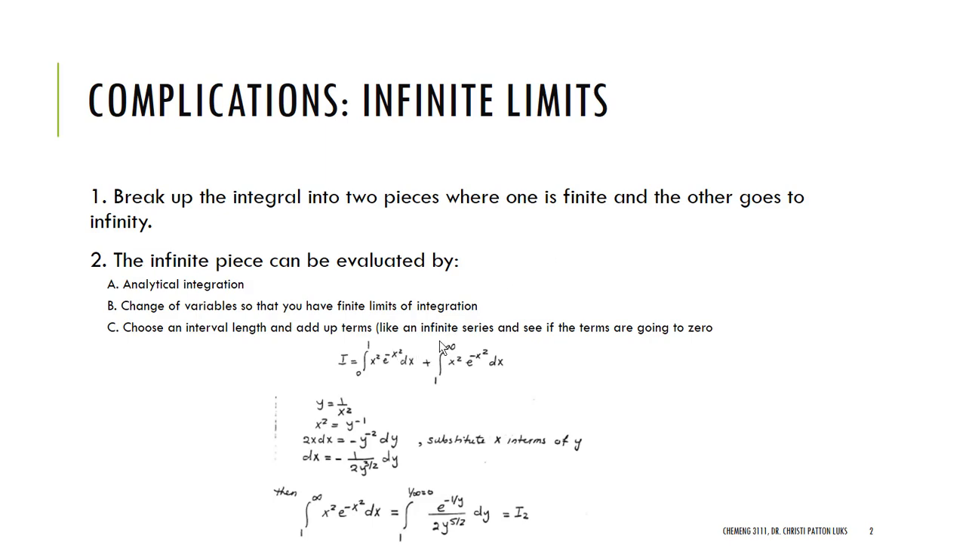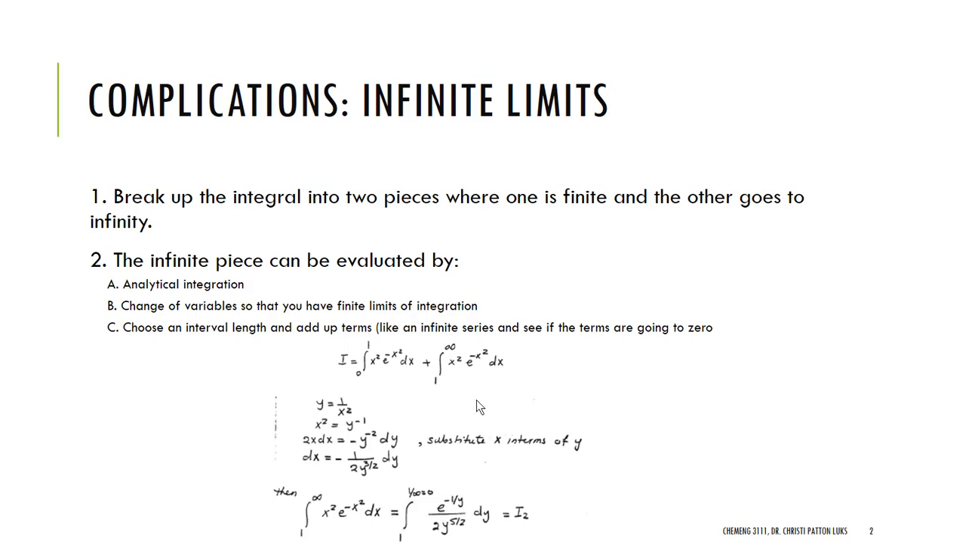Or the third possibility is that you can choose a large enough value that all of the total area under the curve for this tail end that's infinite actually goes to essentially zero. And if that happens, then you're probably in pretty good shape. But this weird one, the change of variables.